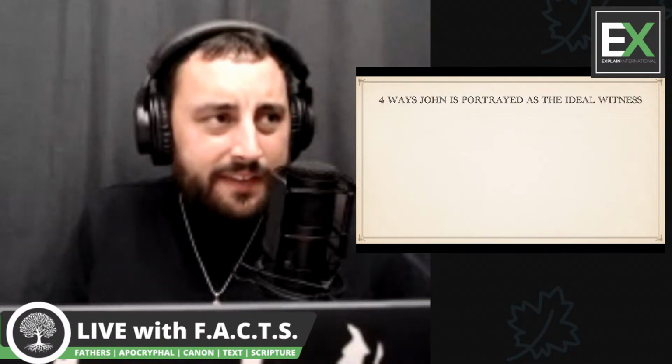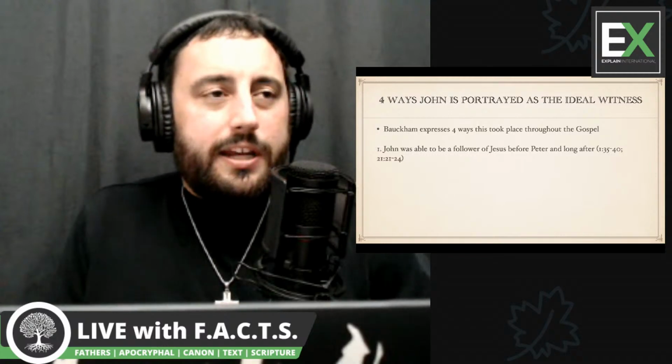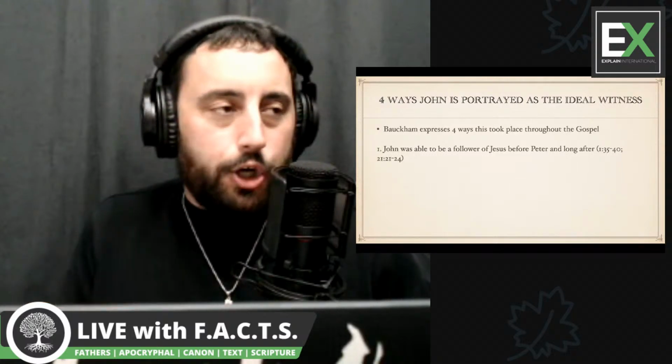So there's four ways John is portrayed in the Gospel of John as the ideal witness. And that's in addition to what we've already said. But Bauckham expresses four ways this took place throughout the Gospel, in addition to those that we saw as the direct autopsy. Number one, John was able to be a follower of Jesus before Peter and longer after, as we just said. Now, that goes back to what we talked about last week with the inclusio of the eyewitness that you see in Mark's account for Peter and John in his own account for himself. John is the first one, not Peter.